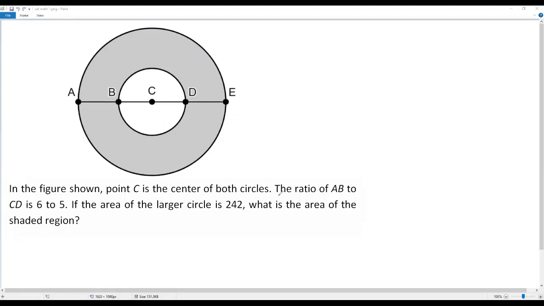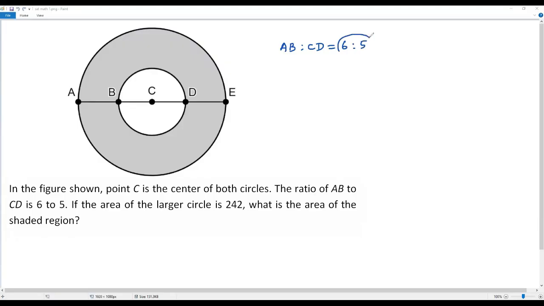Okay, now let me consider the information we have. That is, the ratio of AB to CD is 6 to 5. Here we have the ratio of the lengths of the two line segments AB and CD, that is 6 to 5. Okay, now let me write it. The ratio of AB to CD equals 6 to 5.